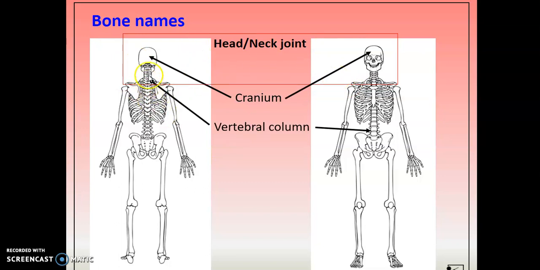Going along your back, which is providing the main support of your skeleton, is your vertebral column, otherwise known as your spine. And obviously you can see it on the front view. It comes through along the back, and then you can see it here out past the rib cage.